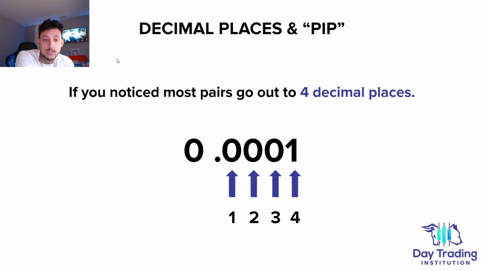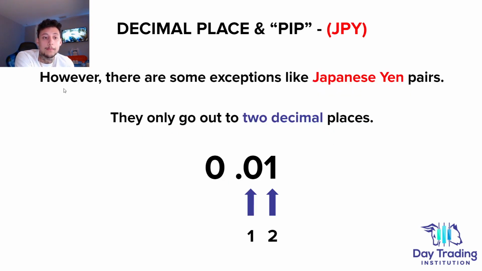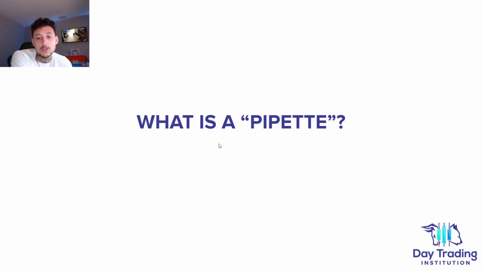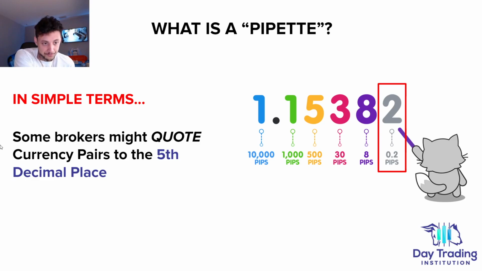Now, here's another way to understand it. If you notice, most currency pairs go out to 4 decimal places. However, there are some exceptions like the JPY, or the Japanese yen, which only goes to 2 decimal places. Again, this is going to depend on the broker. Most brokers are going to offer your pipette, which is your micro pip. So it'll have 3 decimal places, but normally only has 2 decimal places. In simple terms, some brokers might quote currency pairs to the 5th decimal place, and almost all brokers quote currency pairs to the 5th decimal place, as you can see here.